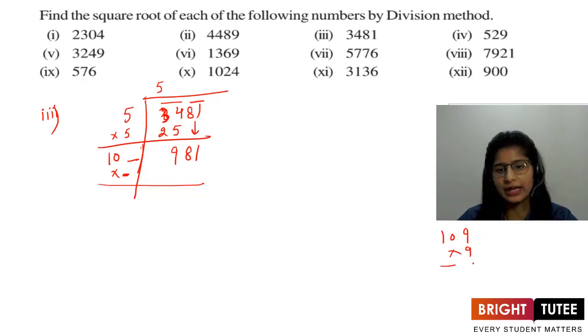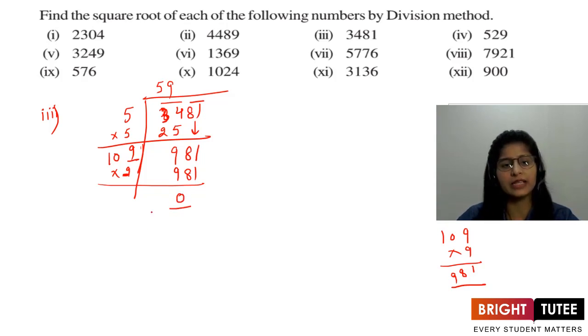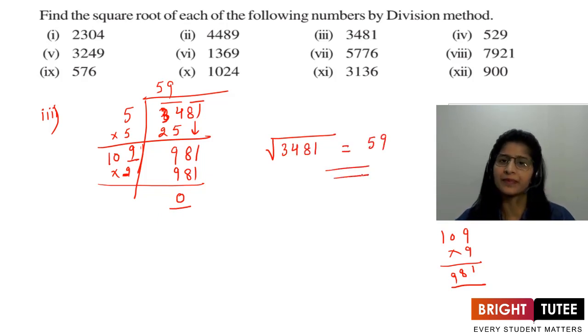Into 9. 9 nines are 81, carry is 8, it will come here, 9 ones are 9. Yes, we are getting it. So at 9 we will get 981. So the remainder is 0 here. We say square root of 3481 is equal to 59. Clear? This is how we find the square root using long division method.